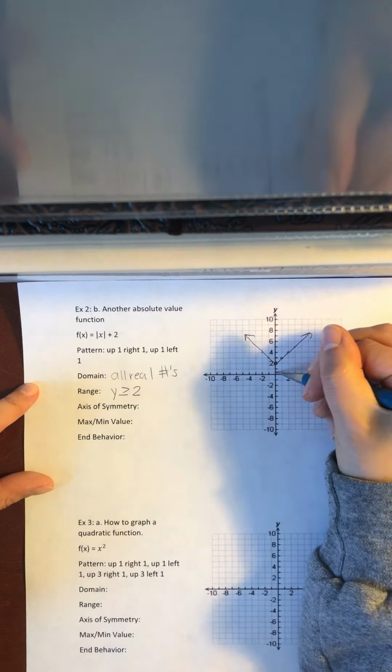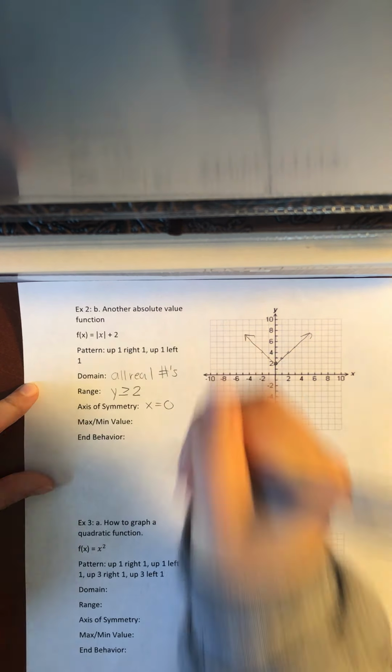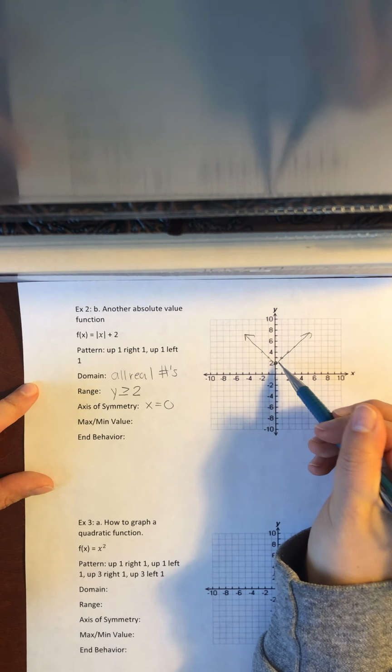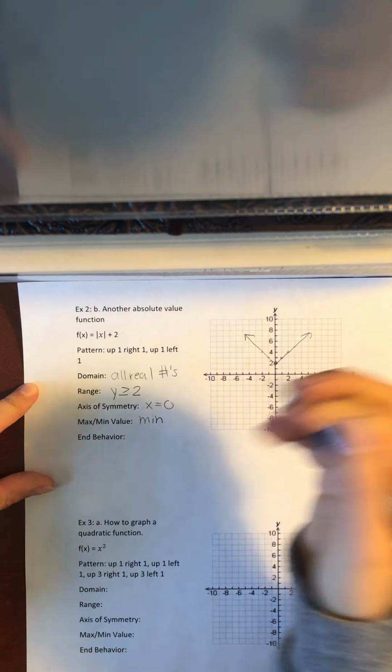Your axis of symmetry, same thing as before, x equals 0. That's the imaginary line that cuts this graph in half. Your minimum or maximum value, we have a minimum value, no maximum value. We have a lowest value at 0, 2.